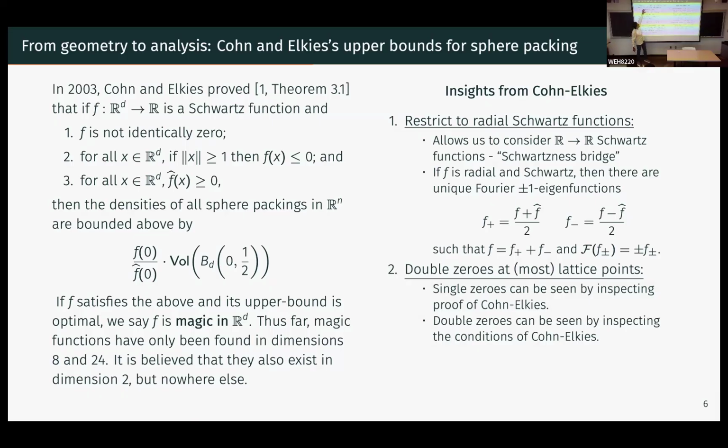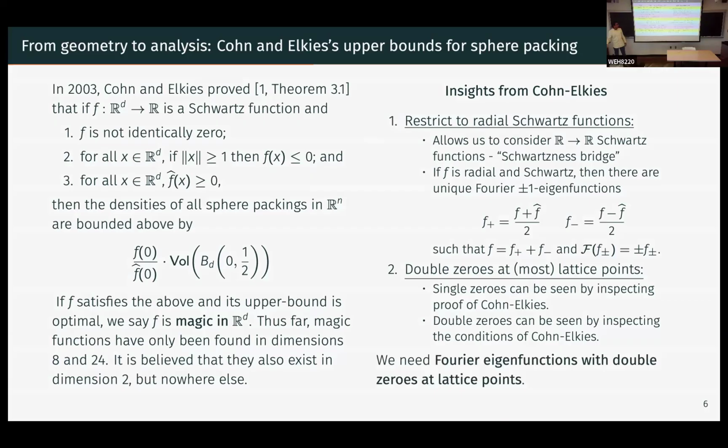Which is that you're 0 at some point, and then you hit a 0, and then you somehow stay negative, which means that you go up to 0 and then you have to stay negative. So this, and you know that you're smooth and so on, so you can conclude that you have double zeros. And therefore, what we really need is Fourier eigenfunctions with double zeros at lattice points, which is exactly the title of section 4 of Viazovska's paper, which is also the bit that I worked on formalizing for my master's project.